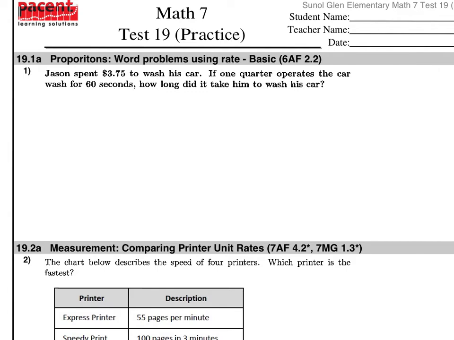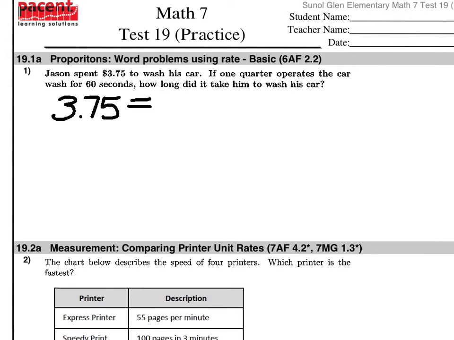Here is the test. This first problem should look very familiar. You've solved it once already, so I'm going to solve it differently. We solved it using the chart last night, but I want to solve it using algebra tonight. So we know that Jason spends $375, so I'm going to write $375. That's what he spends. And what does he spend it on? He spends it on washing his car.